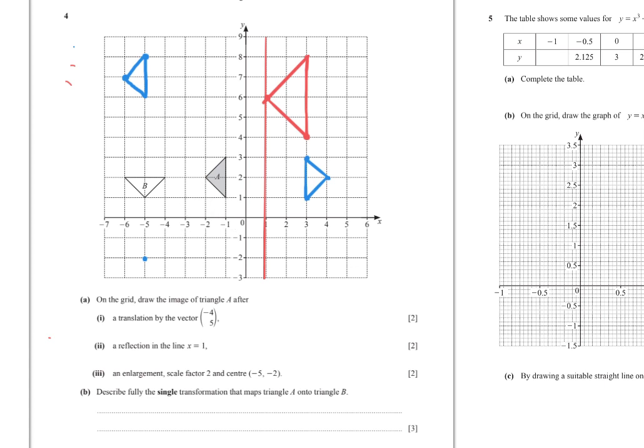Now if we try this point, 1 up and 2 to the right. If you rotate 90 anticlockwise, 1 up will be 1 to the left and 2 to the right will be 2 up, so the same point. So the center of rotation is negative 3, 0. So this rotation is 90 anticlockwise, center of rotation negative 3, 0.